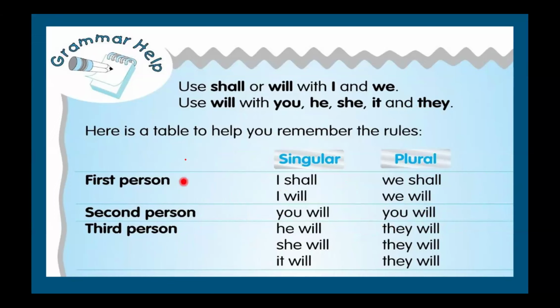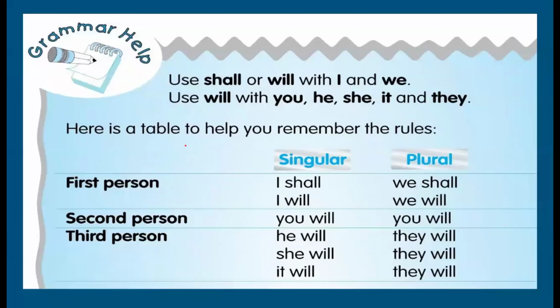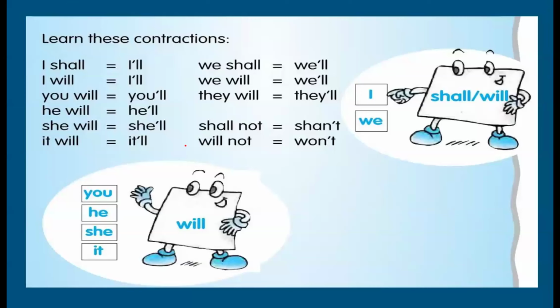Now let's see the table. First person, singular: I shall. Plural: We shall. Singular: I will. Plural: We will. Next, second person, you will. Plural will also be you will. Third person, he will. Plural, they will. She will. It will. And plural will be they will. Okay, same. This remains the same for third person. Yes, I told you, remember, this will not change and this will not change. There is no change in the second person and third person plural.